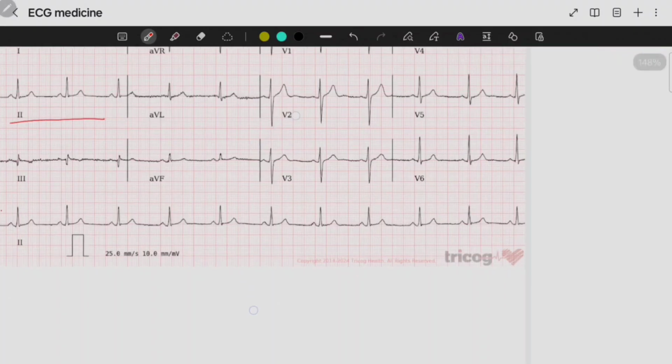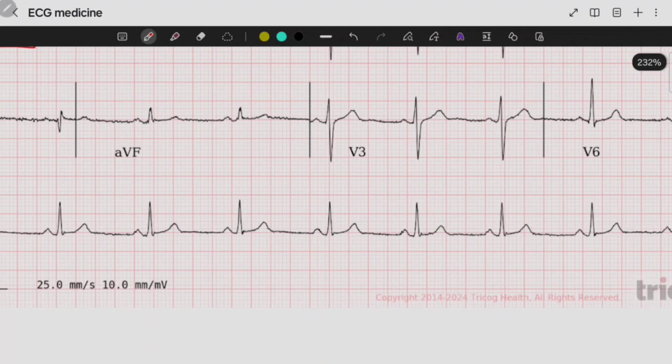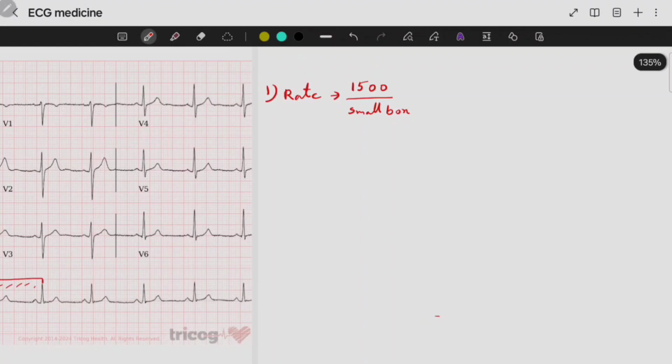How to calculate the rate? You take the top of the QRS complex and count the small boxes. Here 23 small boxes are present. So the formula is 1500 divided by the number of small boxes. So 1500 by 23 means almost 65. So 65 beats per minute is the rate.